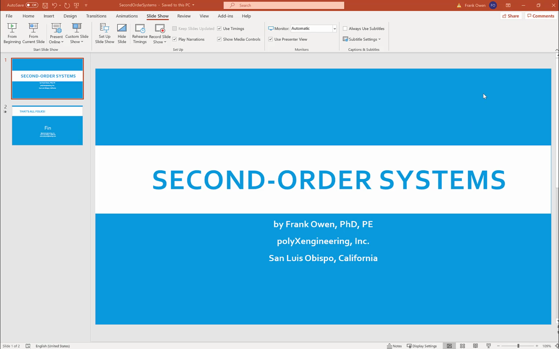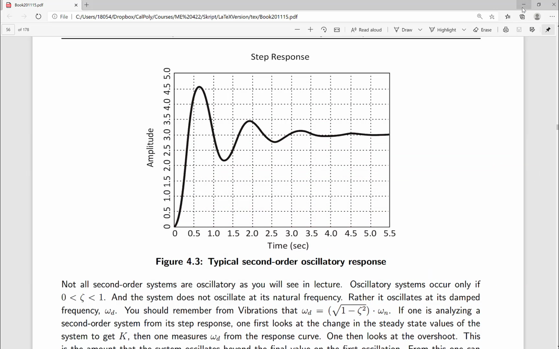Hi, and welcome to this third in a series of short videos on second-order systems and the step response of second-order systems. Now, I showed this underdamped second-order step response before, and we talked about various features of it and how they're related to the performance parameters of the system.